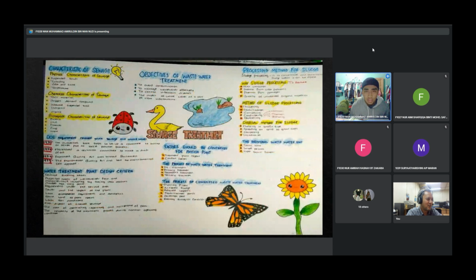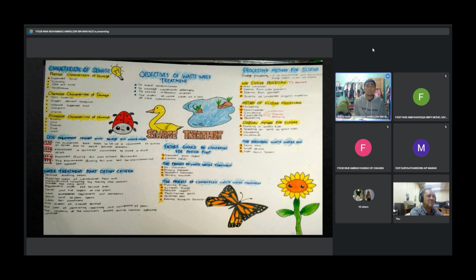Okay, next, the last one is about sewage treatment. Characteristic of sewage: physical characteristic of sewage, chemical characteristic of sewage, biological characteristic of sewage. Objective of wastewater treatment: to avoid contamination, to manage wastewater effectively, to control infectious diseases. And that's one of the aspects of wastewater as a part of main infrastructure. Okay, next, water treatment plant design criteria.